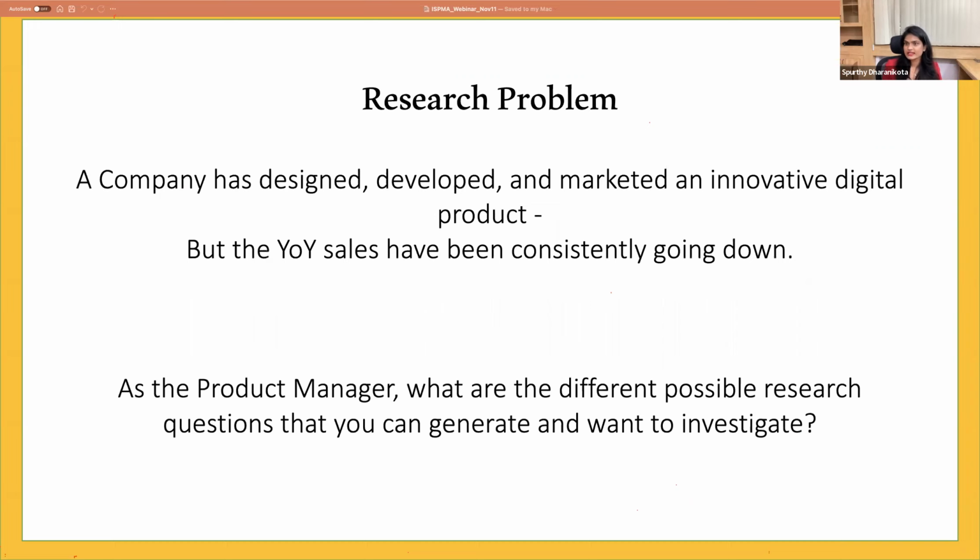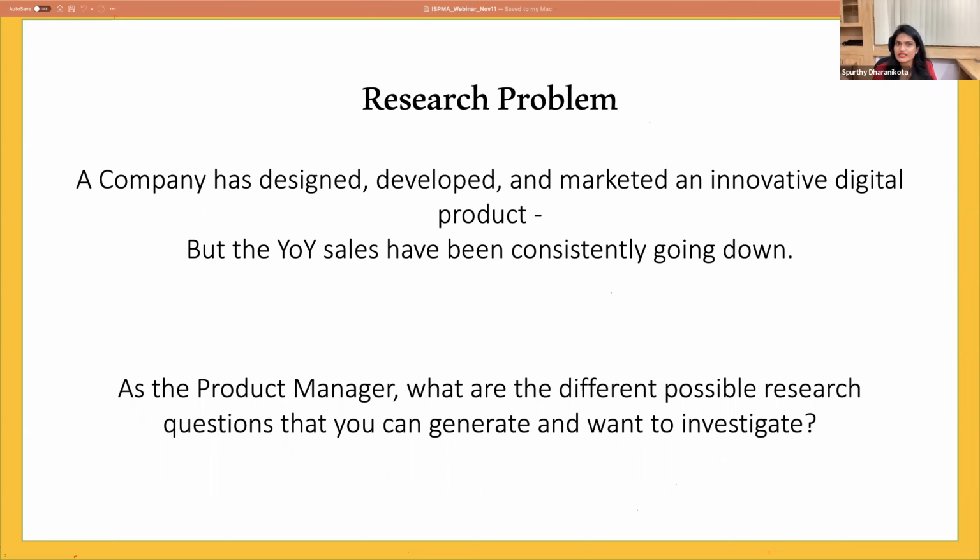Let's understand a research problem using an example. A company has designed, developed and marketed, and spent a huge amount of money on an innovative digital product. But the problem here is that the year-on-year sales have been consistently going down. As a product manager, what are the different possible research questions that you can generate and would want to investigate? This is a very broad research problem that I'm taking as an example, so that will make things easier.